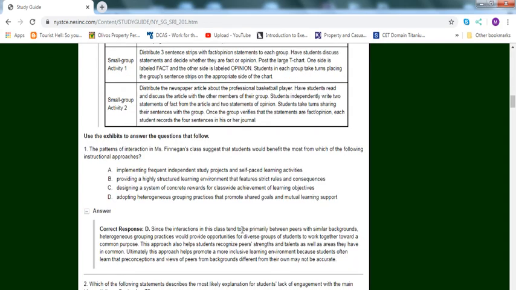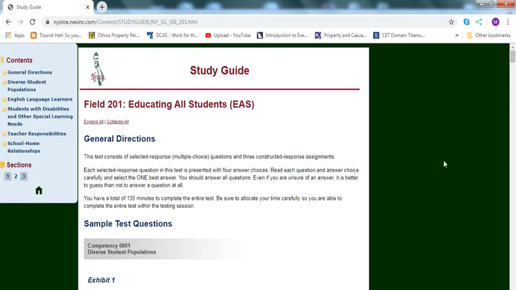Again, when you take the exam, the questions will be shuffled all together. You might get student diversity questions first, then ESL, then students with disabilities second or third. Whatever it is, they will shuffle it up. Make sure you read the exam carefully. Make sure you understand what they're talking about, because it is not an easy exam. It is a hard exam.